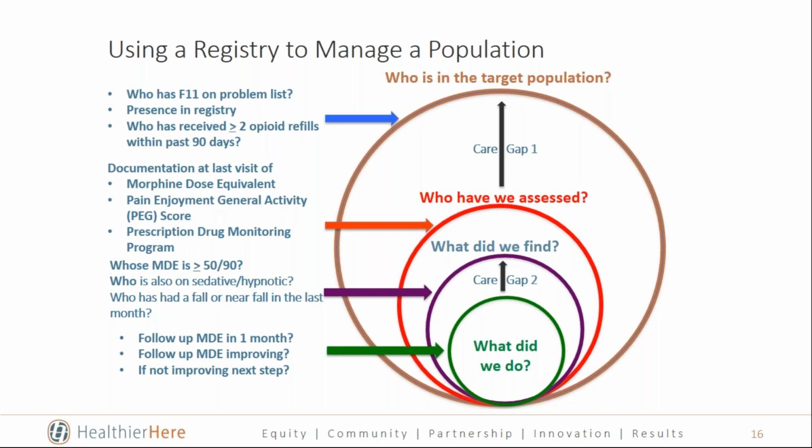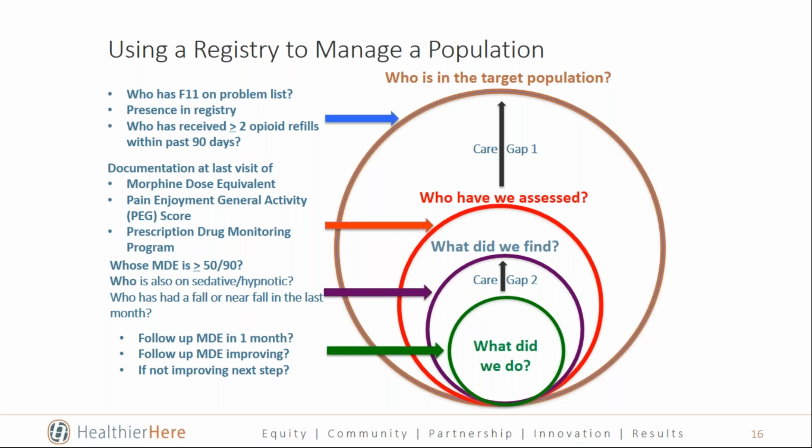So for diabetes, we oftentimes say we have to have done something within a year, such as a dilated retinal exam or something like that. And then the question is, what did we find? Because if you're assessing, you're really looking for something. And that's going to be the prevalence of that condition. Using a different example, if your target population is people with heart disease, who have you assessed, who have we even checked their blood pressure on in the last year? And what did we find? Did we find the people whose blood pressure was too high?